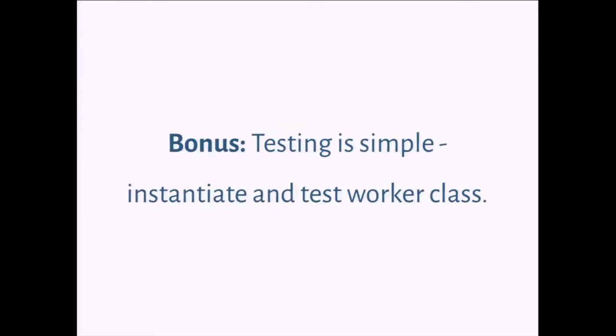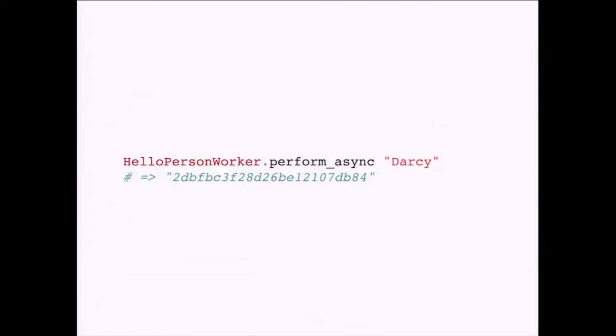And as a bonus of that design, testing is really simple. You just instantiate that class in a test and you can test the perform method. It may be this magical layer in between, but there's a lot of work around making that layer less magic and more just well thought out abstractions. So if you actually want to invoke that worker in the background, you use a method called perform async, you pass in your arguments, in this case my name, and it returns this magical hexadecimal string. All that is a unique identifier. You can use it later on and you can get it in middleware to work out what that individual job was.